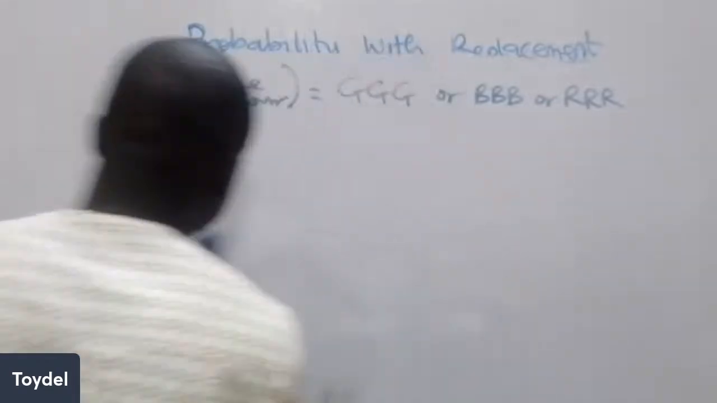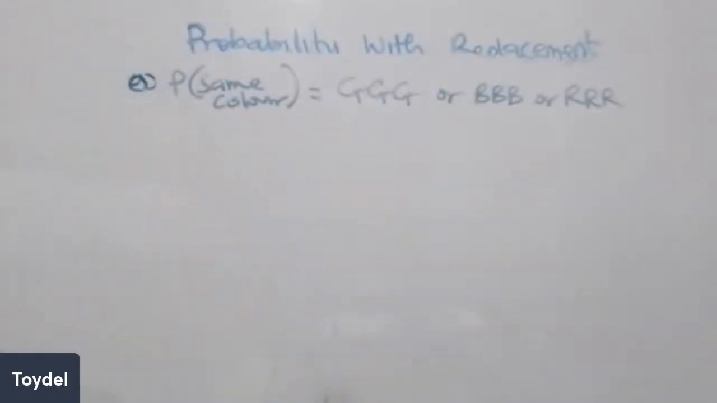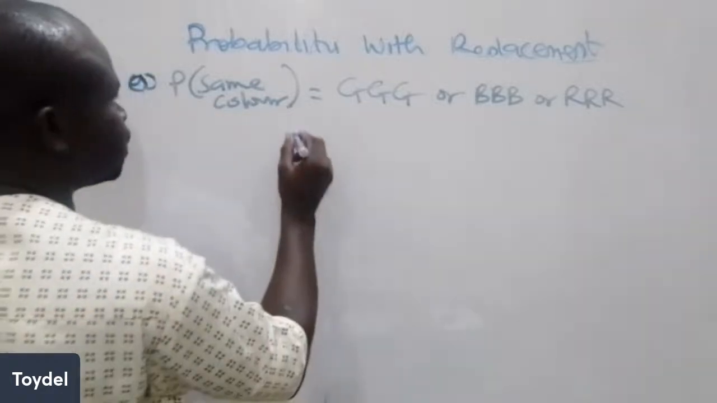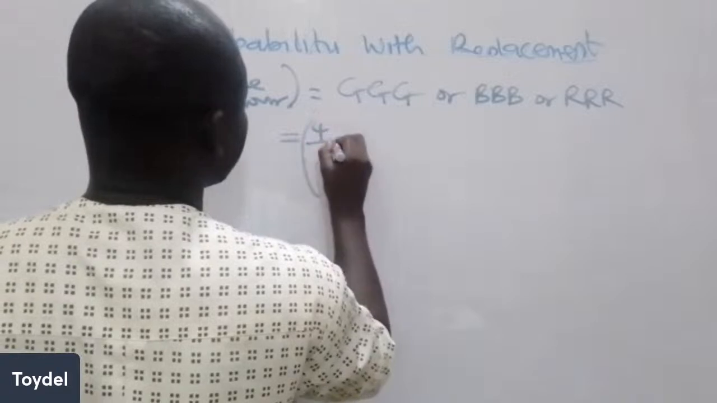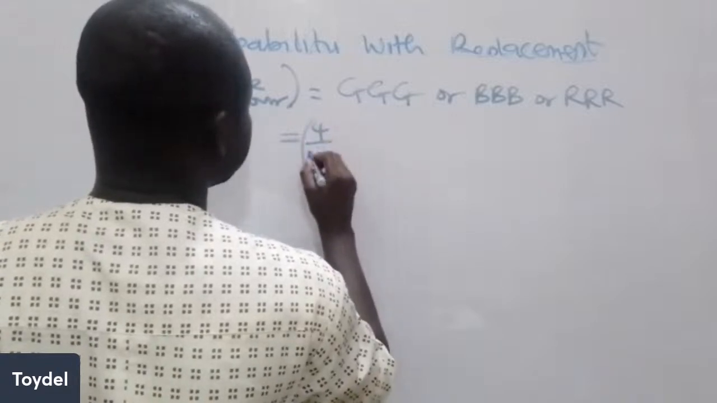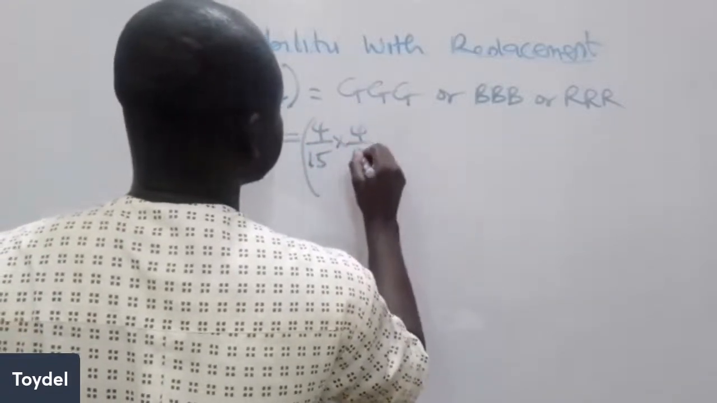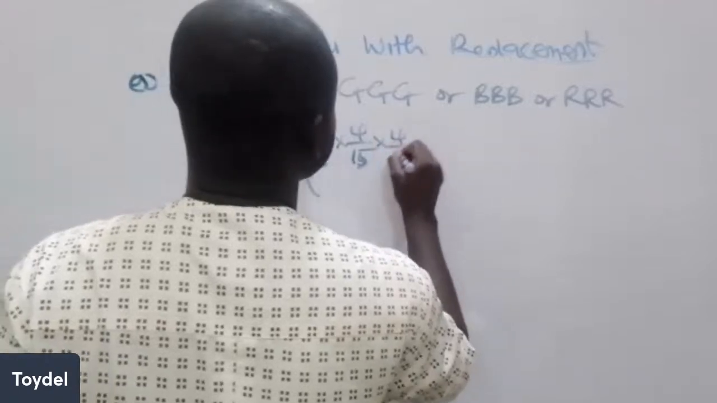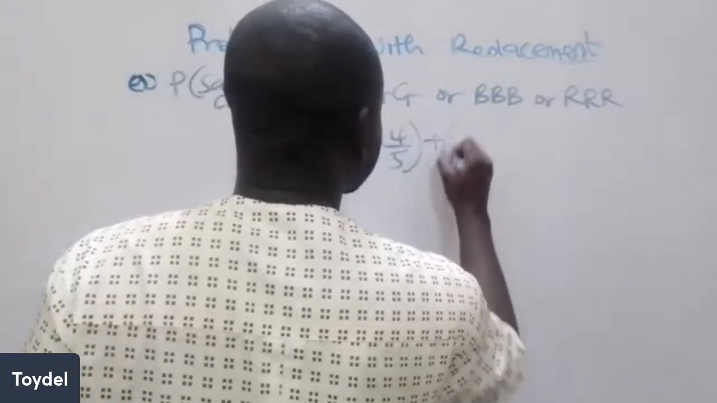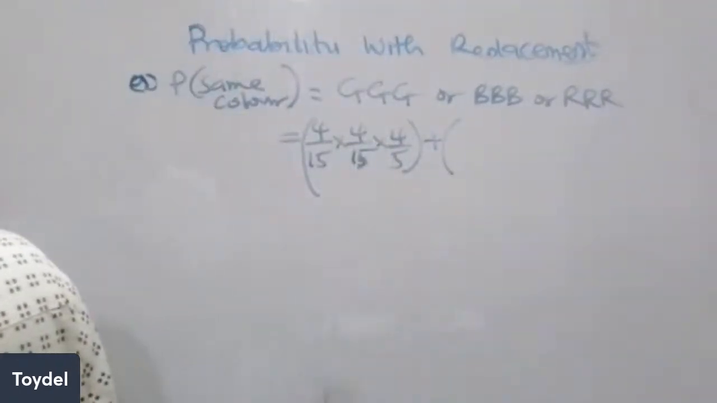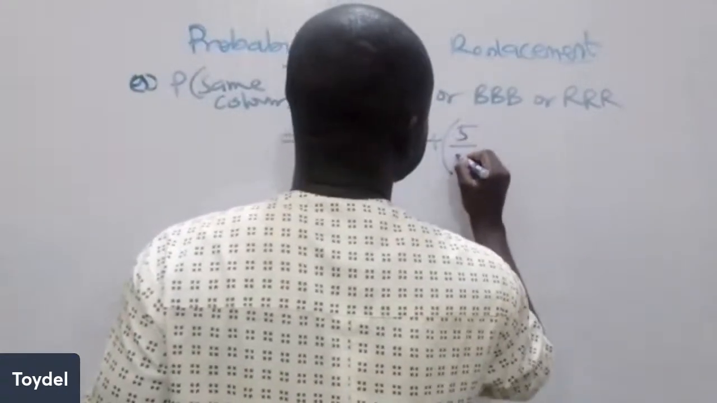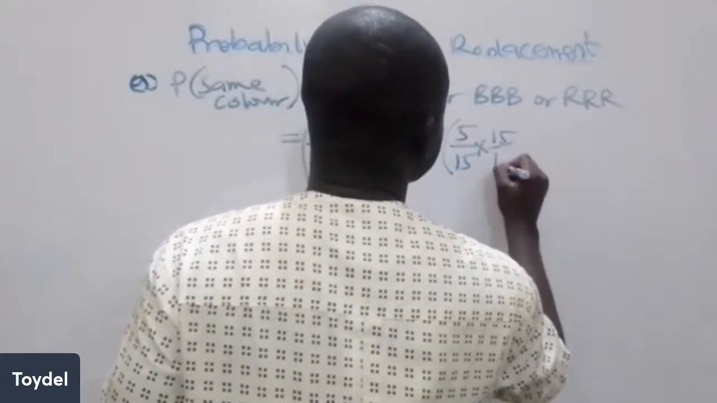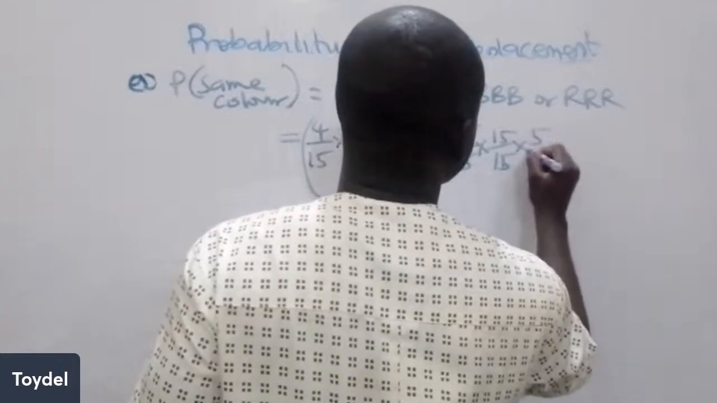These are the possibilities. When the balls are green, of course, we know what to do. We have 4/15 times 4/15 times 4/15, or simply plus. When they are blue, what's the probability of blue balls? The probability of blue balls is 5/15 multiplied by 5/15 multiplied by 5/15.